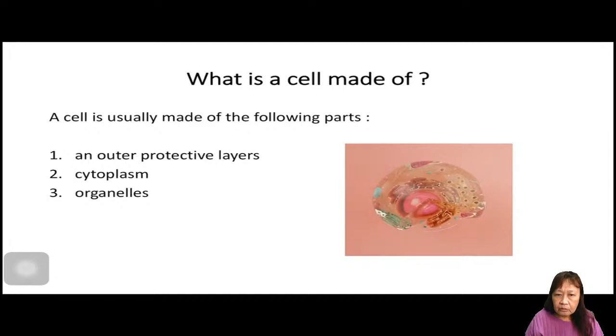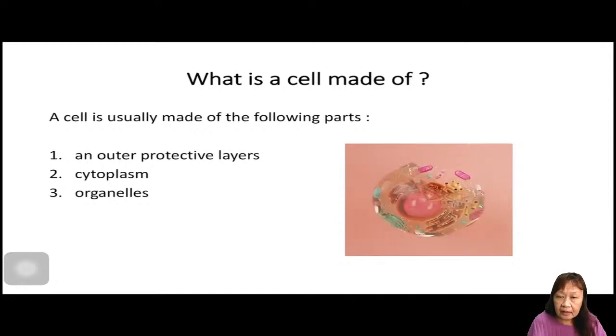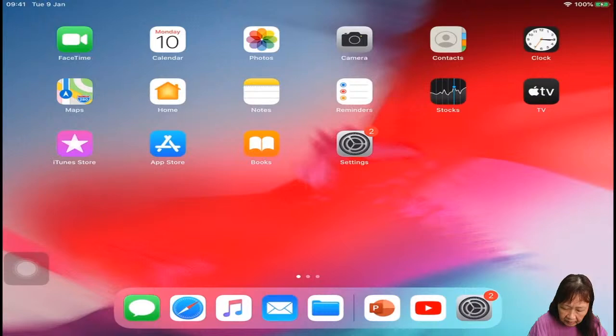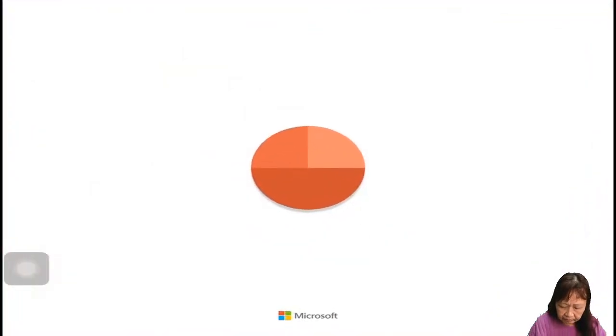Alright, so what is a cell made of? Before I go to the parts of the cell, I would like to ask you this question. What is a cell? What is a cell? Now, in your science in the lower grades, or when you were in primary grades, Grades 1 to 3, I believe that you have encountered the concept of the cell. When you say cell, this is the basic unit of a living organism.